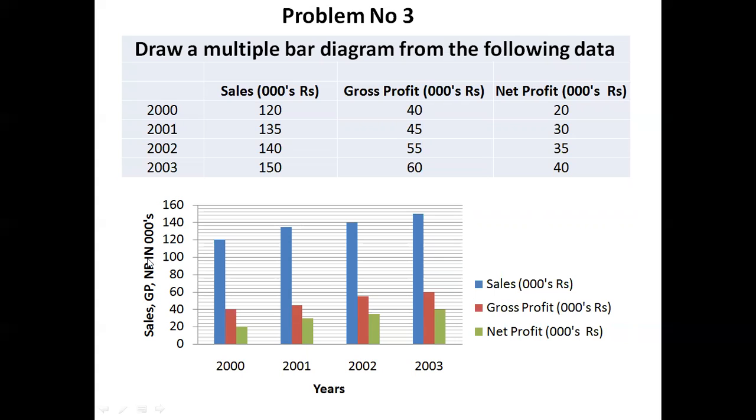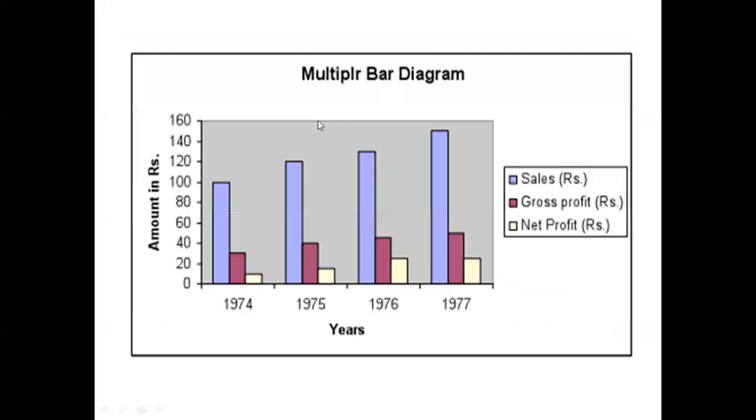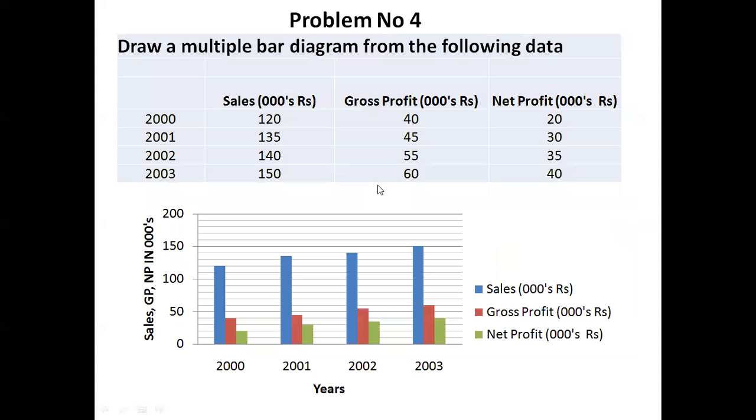Sales, GP, net profit are all shown on this axis. So this is a multiple bar diagram showing the sales, gross profit, and net profit of a company, and that should be the diagram title. Or here also, a multiple bar diagram showing the net profit, sales and gross profit of a country during 5 years. So this is another problem.